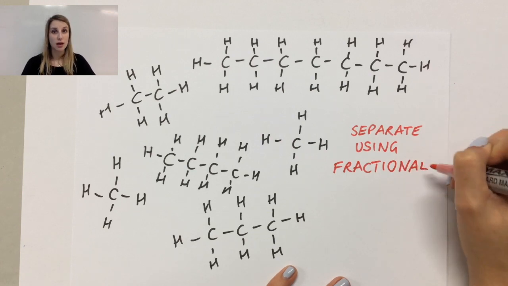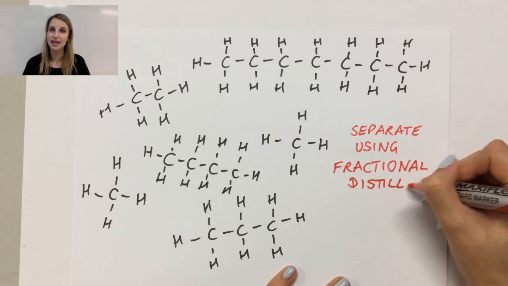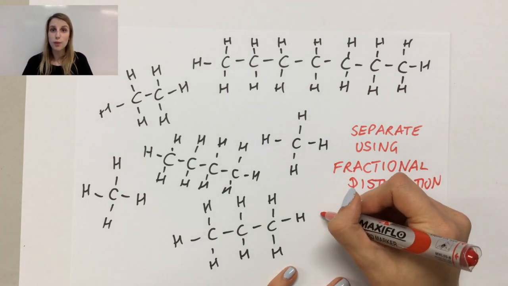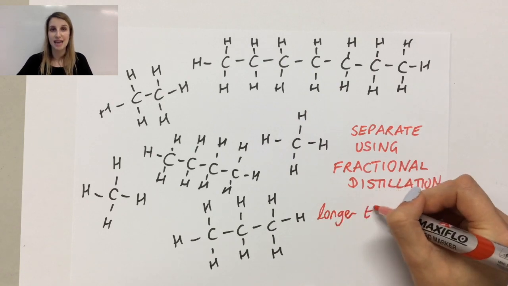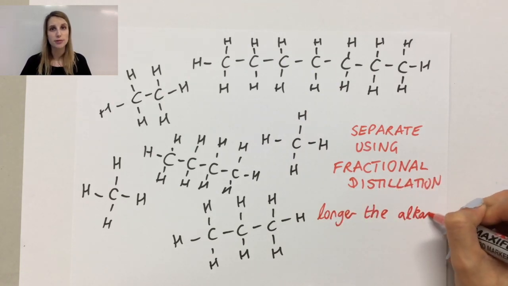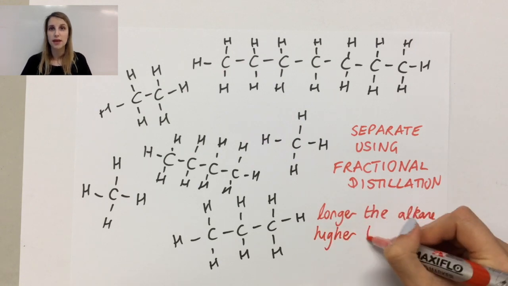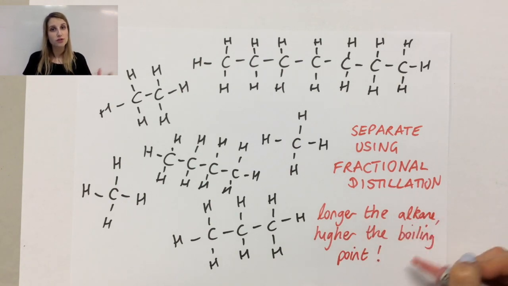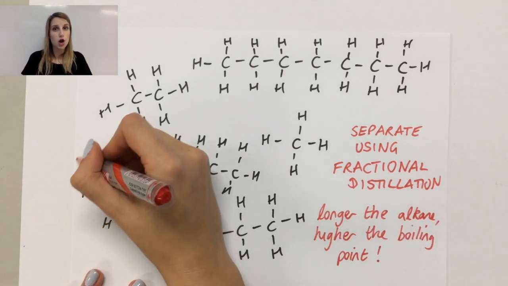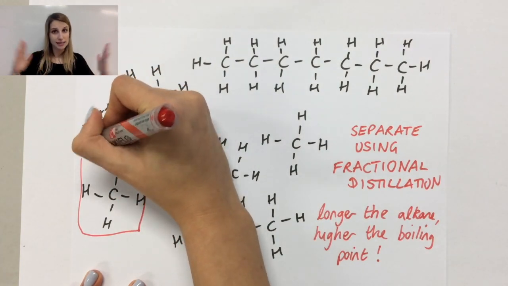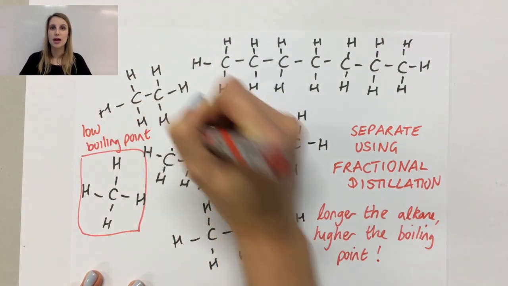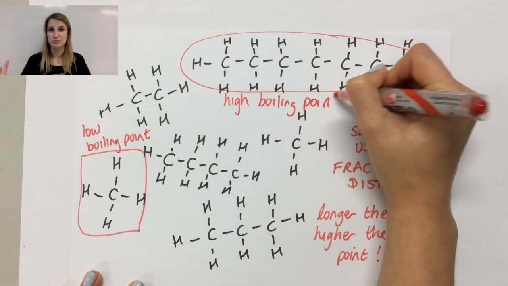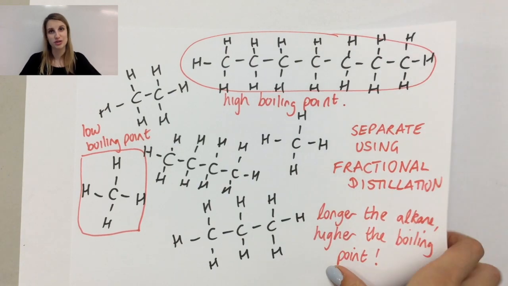So in order to make it more useful, we need to separate it into hydrocarbons that are similar in size to each other. The way we do this is using fractional distillation, because all of these hydrocarbons have different boiling points. Now, the really long ones have a really high boiling point, and the really short ones have a really low boiling point. And we utilize that difference in boiling point to be able to use fractional distillation to get something useful out of this mixture of all of this stuff that's not useful.